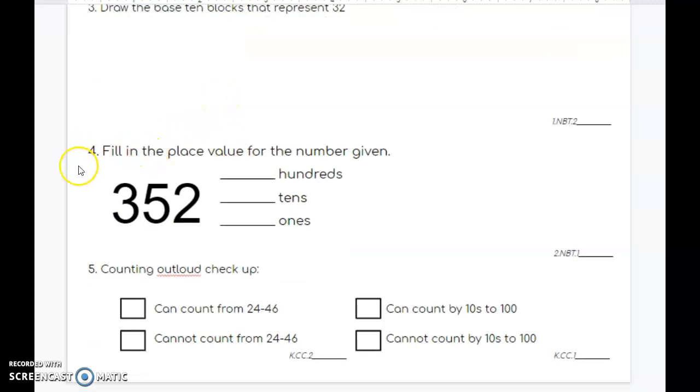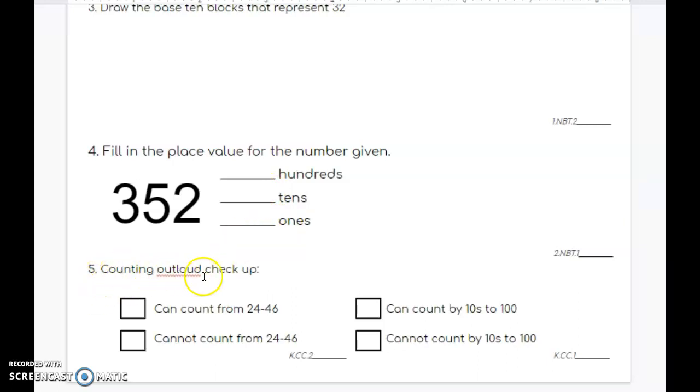Number 4, fill in the place value for the number given. Here is your number. You're going to tell me which digit is in the hundreds place, which digit is in the tens place, and which digit is in the ones place. So how many hundreds in that number, how many tens in that number, and how many ones in that number.